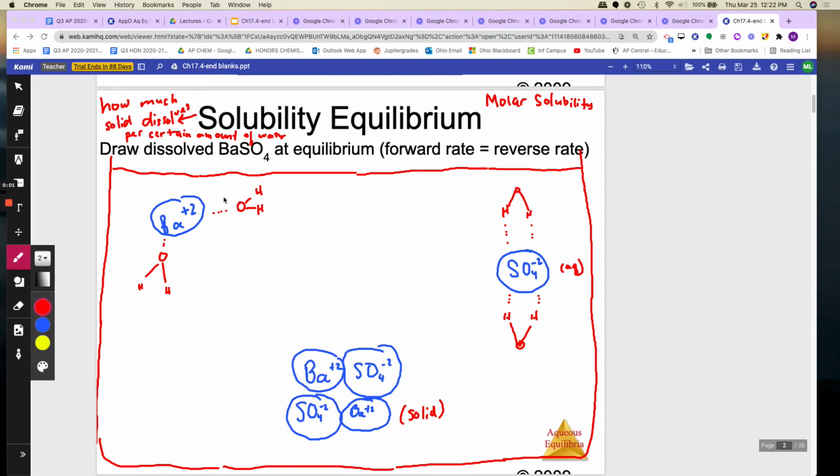Let us switch gears a little bit and talk about solubility equilibrium. So let's look at the word solubility. Solubility means how much will dissolve, how much of a solid will dissolve in a certain amount of water.